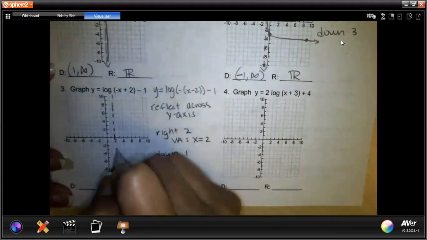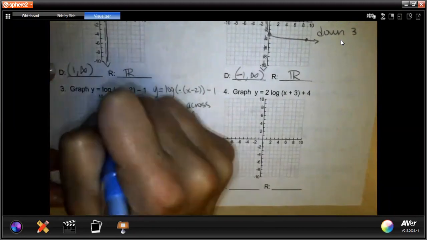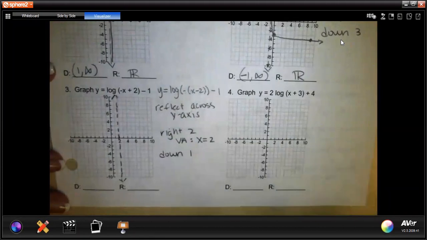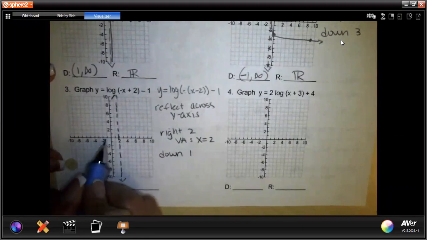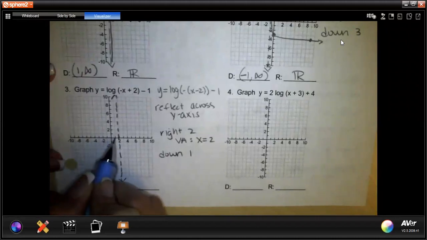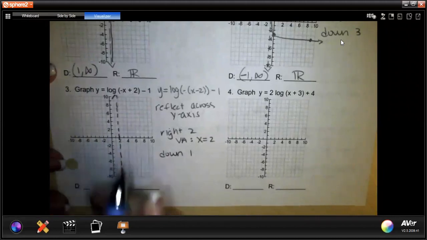So here is our vertical asymptote. That's always going to be the first thing you want to graph. Then we start at that point 1, 0. I can reflect that across the y. It would go over here to -1, 0. Then I move it to the right 2. Happens to land right in the same spot, and then down 1.